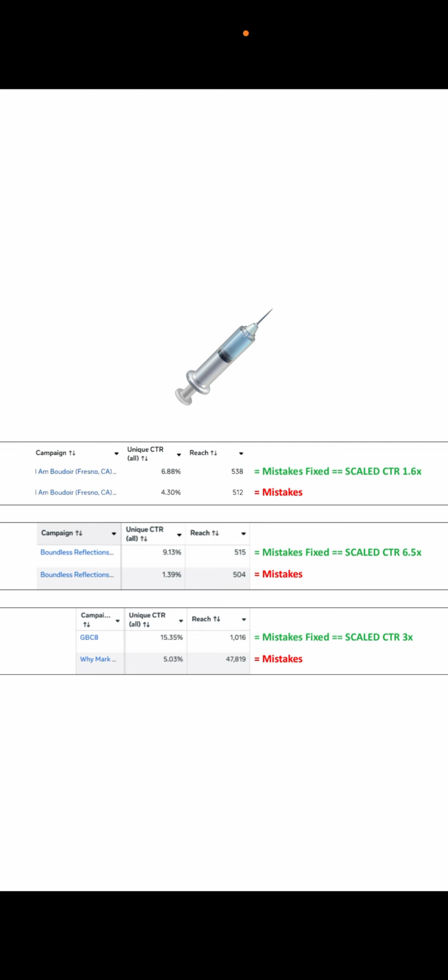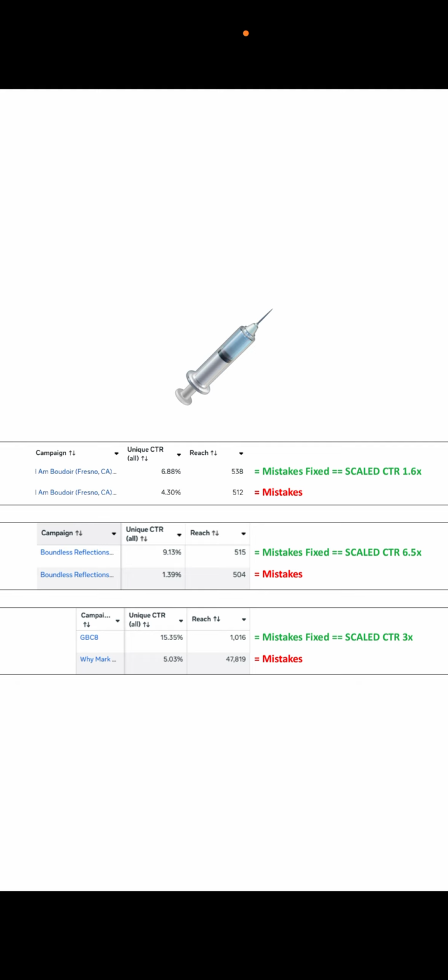Had some mistakes. I fixed those mistakes, got it up to around 7 out of 100 peeps. So scaled CTR 1.6x. So 60% more peeps for the same ad spend. Our ad, 60% more brains our ad entered for the same ad spend.